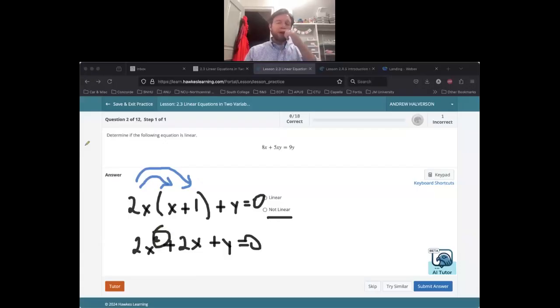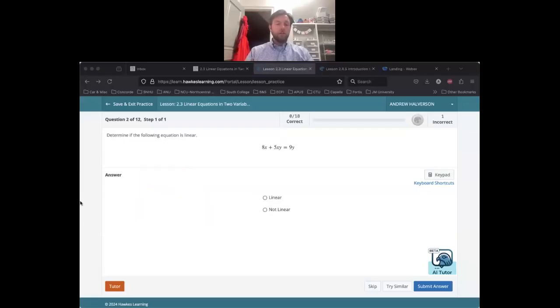There's one more condition I forgot. Are there any questions so far on what we're seeing? Why things are linear or not linear? The exponents have to be 1. They can't multiply each other. There's actually a third condition I forgot to mention. Let's take a look at this one.